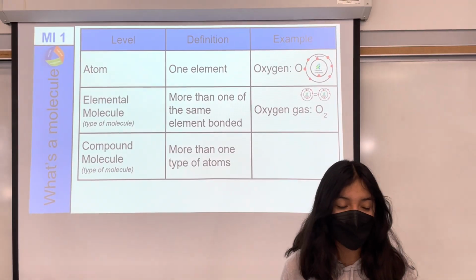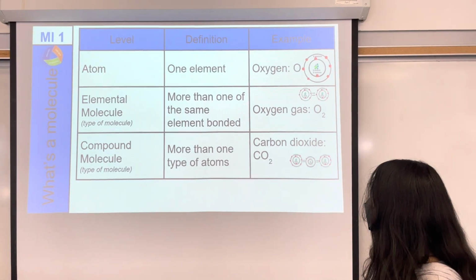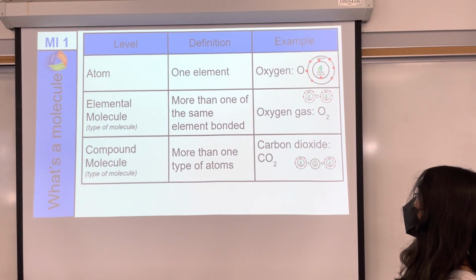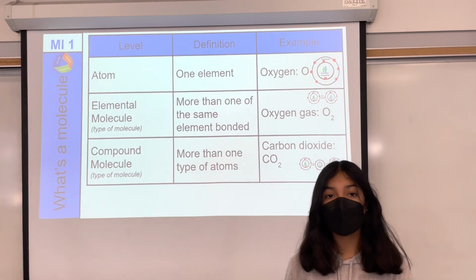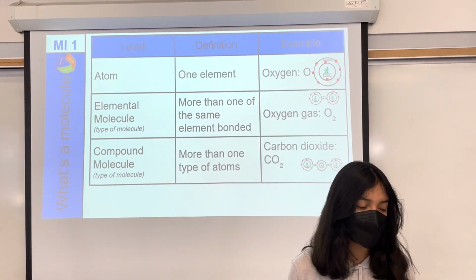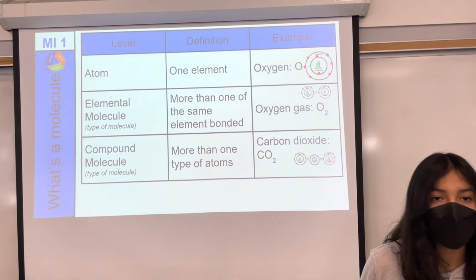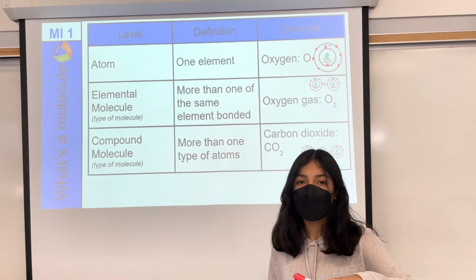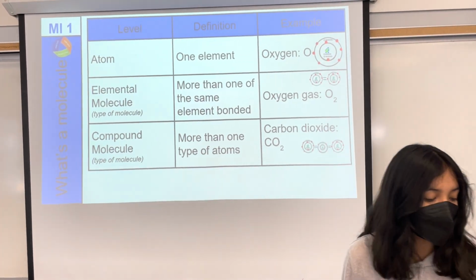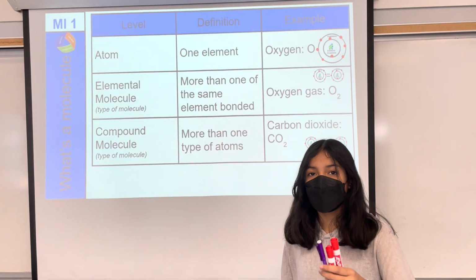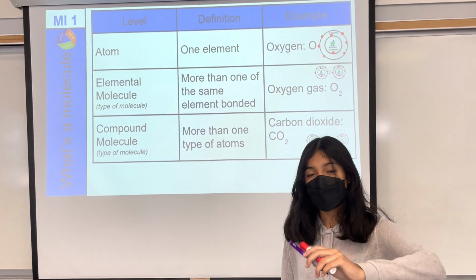The other kind of molecule you'd form would be a compound molecule, which is when you have more than one type of atom. An example would be CO2, where you have one atom of carbon and two atoms of oxygen. This could be modeled when you have your two atoms of oxygen and your one atom of carbon. So this would represent a compound molecule.